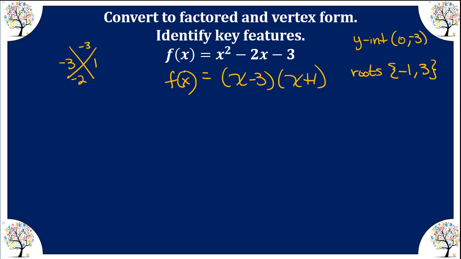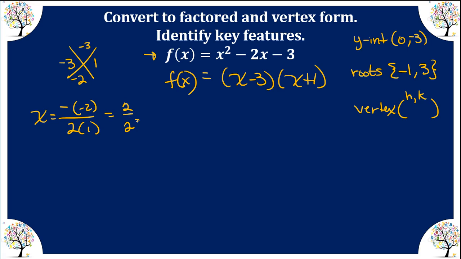Now we're going to convert this to vertex form. So we're going to use standard form. We're going to find the vertex. So our vertex is the h, comma, k. So to find your h value, we do -b over 2 times a. So this gives us +2 over 2, which is 1. So this input value, x, is your h value, 1.